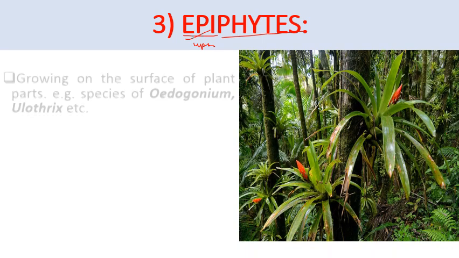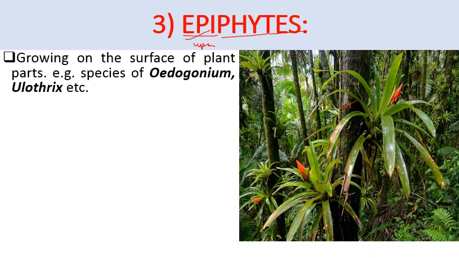Under special habitats we have the third category that is termed as epiphyte. Epi means upon. Phyte means plant. Algae which grow on other plants are termed as epiphytes. So we can see here these are some orchids which are growing on the bark of a tree. This is just for the sake of understanding. Plants like this we call epiphytes. But we are talking about algae.